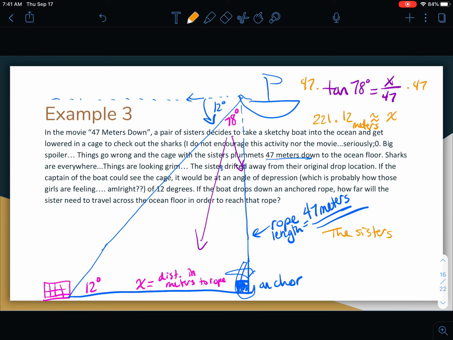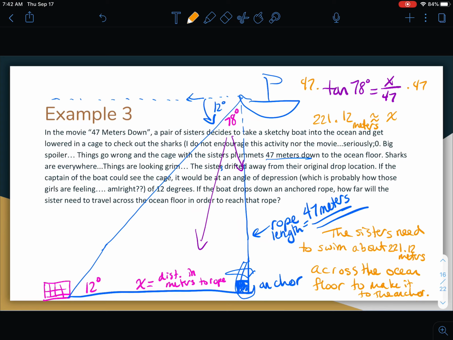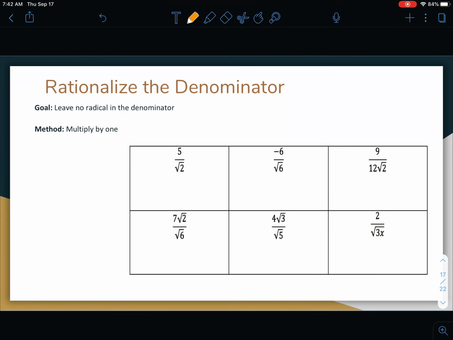Okay, so we will say the sisters need to, I don't want to say run, swim, we'll just say swim about 221.12 meters across the ocean floor to make it to the anchor. Okay. Don't hold your breath for these girls.